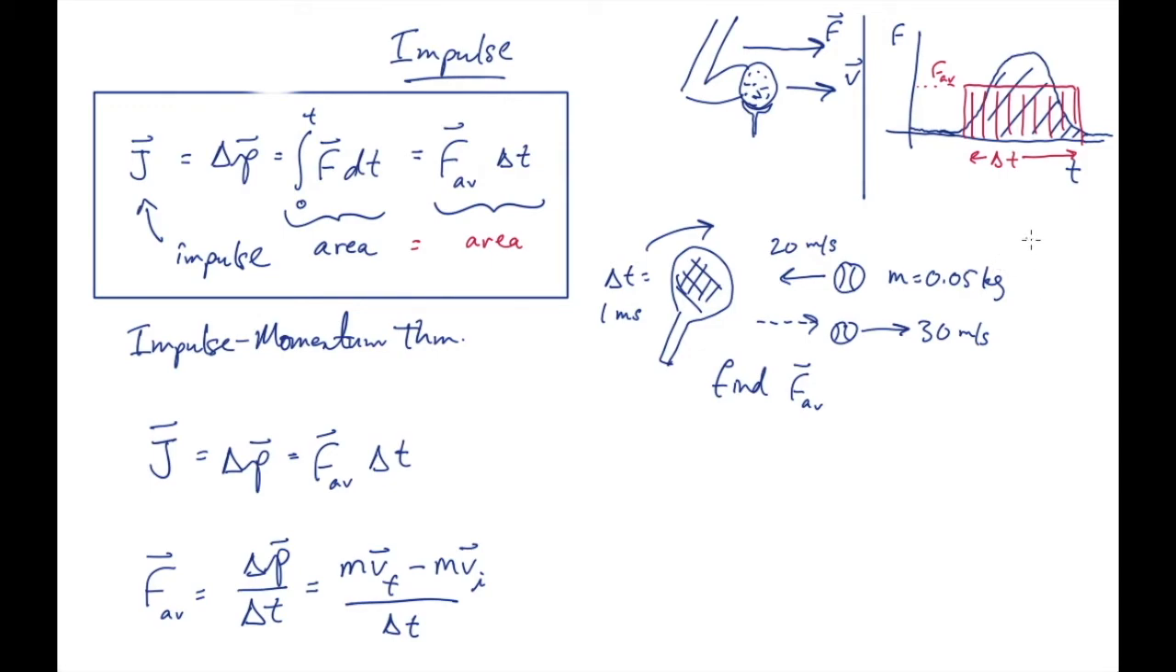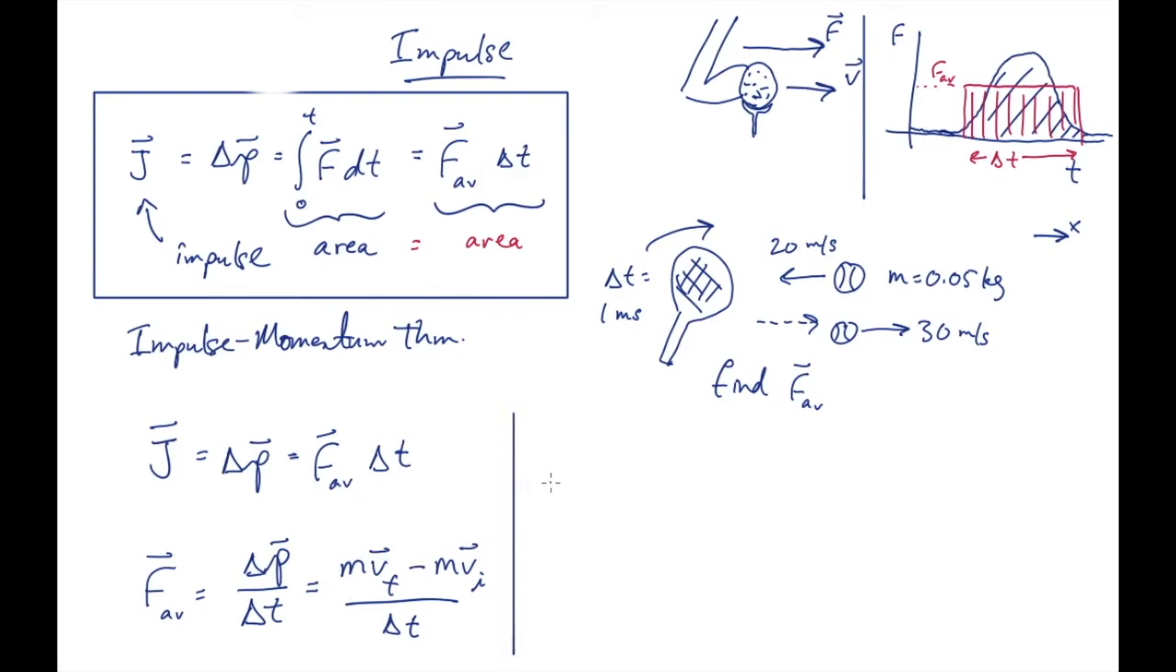As usual, we'll take our x direction to be this way. Now we're going to do this using the impulse momentum theorem. The average force that the racket exerts on the ball can be found with this expression. Here it is, the average force, and it's the change in momentum over change in time. We'll put the numbers into this expression here.